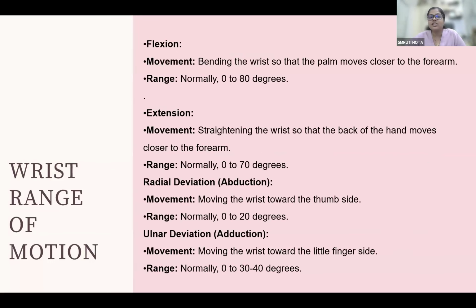Then coming to wrist range of motion. The wrist also has flexion, by bending the wrist so that the palm moves closer to the forearm. Here your range is 0 to 80 degrees. Extension, you can maximally straighten the wrist so that the back of the hand moves closer to the forearm, and this range is 0 to 70 degrees. Other movements are abduction and adduction. Maximum abduction is called radial deviation, and it is maximum 0 to 20 degrees. And adduction is ulnar deviation, maximum 0 to 30 to 40 degrees.